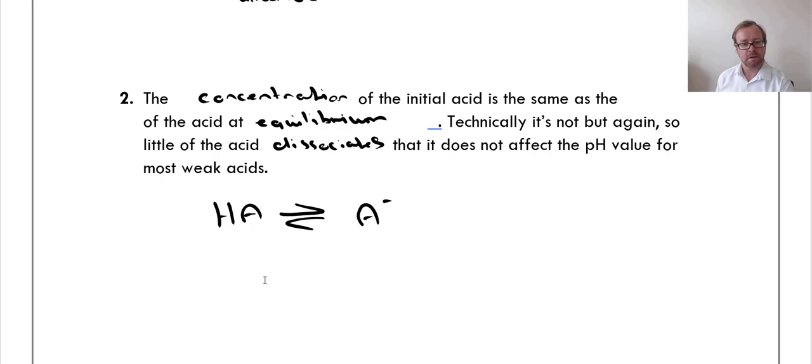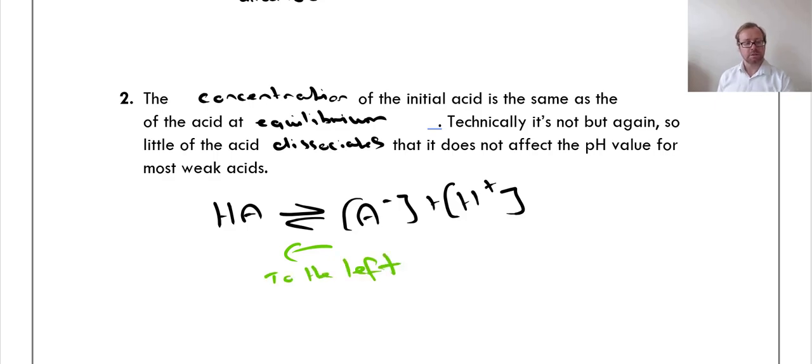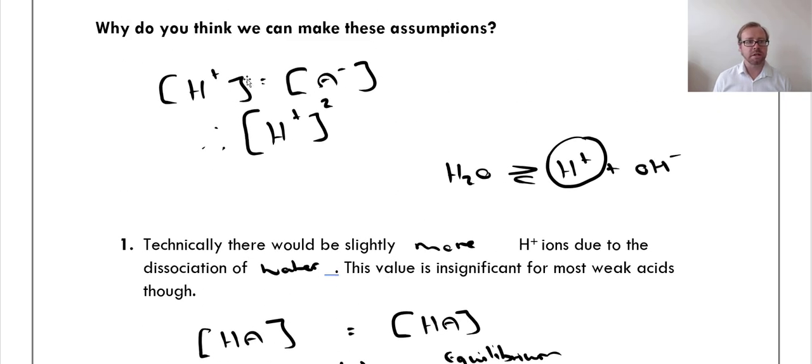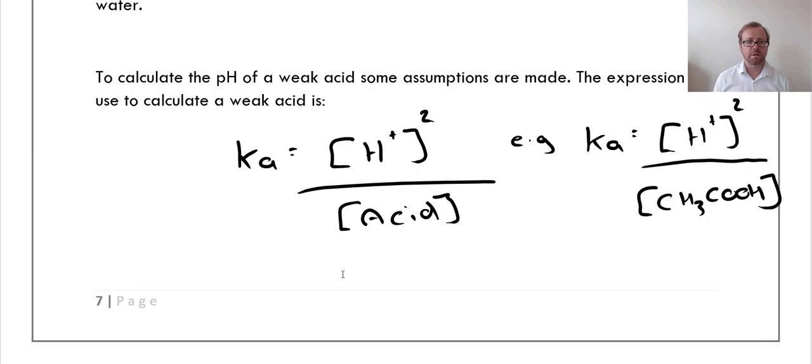So the equilibrium in weak acids, I've written that really the wrong way around, lies so far to the left that we can say that it's insignificant. Alright, so you're generally not asked about these in an exam, but it's good to know where this expression of Ka comes from. Okay, so moving on.